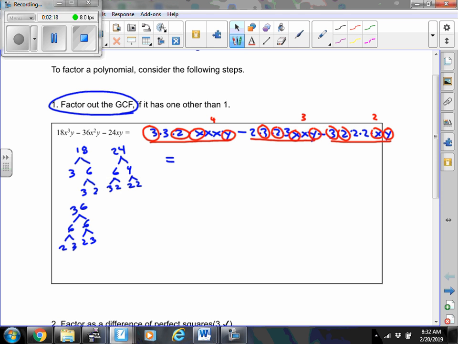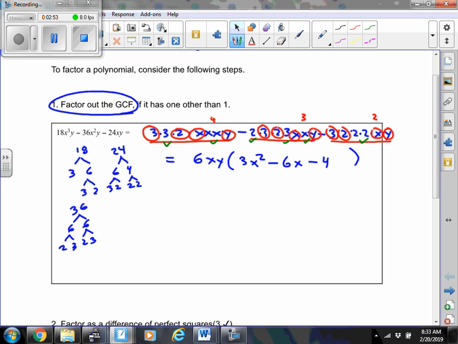So this is equal to 3 times 2 is 6, 6xy. And then we're going to write down what's left over on the inside. So you have a 3x squared. Then we have a subtract 2 times 3 times x, which is subtract 6x. And we have 2 times 2, which is subtract 4.